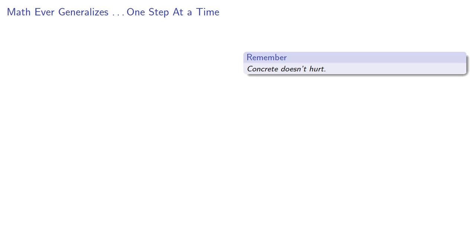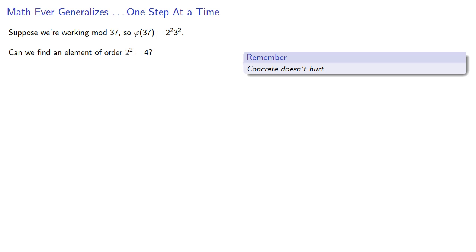So remember, concrete doesn't hurt. Let's try a specific example. Let's say we're working with mod 37. So phi of 37 is going to be 2 squared times 3 squared. Can we find an element of order 2 squared, 4?